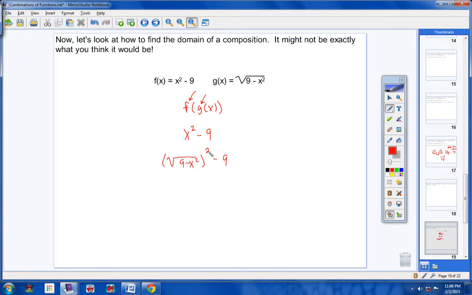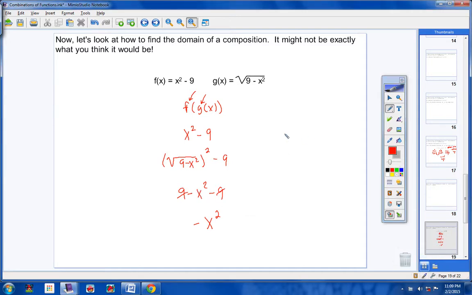Now, whenever you square a square root, you get what's on the inside. So 9 minus x squared minus 9. Of course, 9 minus 9, they cancel out. So you're left with negative x squared.